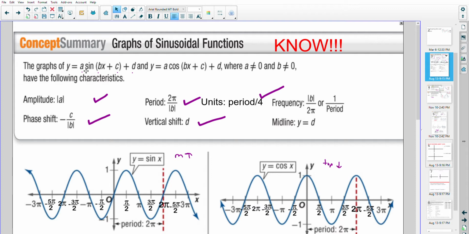The general equations for the sine and cosine graph have A's, B's, C's, and D's in them. Each of those is important and determines the details of the graphs. The amplitude is the absolute value of A. The period is 2 pi over B. Don't worry about the absolute value in the period and phase shift. The units are the period divided by 4, or multiplied by 1/4. The phase shift is negative C over B, and the vertical shift is equal to D. I'll get into the specifics of those in the following.